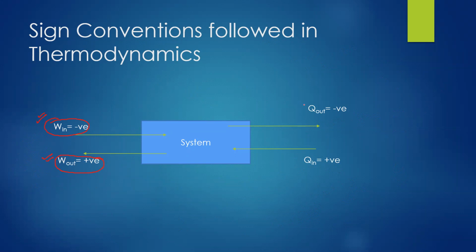Heat that is going out is negative and heat in is positive. Remember. If heat is added to the system, it is going to be positive in nature, suppose 20 joules is added, so plus 20. And if it is extracted from the system, then it is going to be negative. So remember these concepts. Work in is negative, work out is positive. Heat in is positive, heat out is negative. This is the basic sign convention that is followed in thermodynamics.